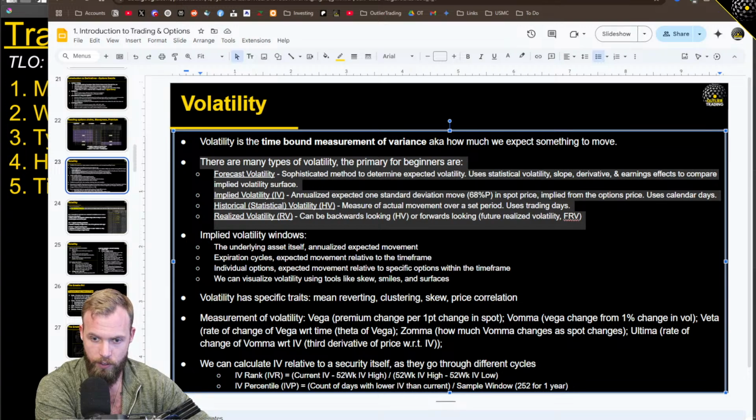Types of volatility, which is implied volatility, IV, historic volatility, HV, realized volatility, forecast volatility.